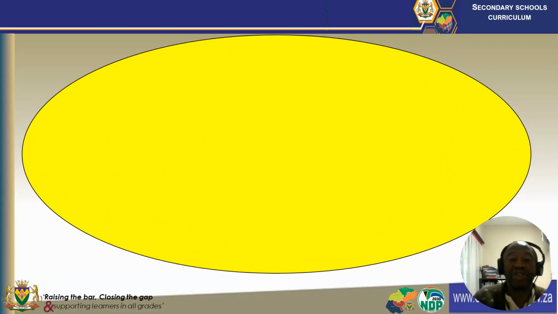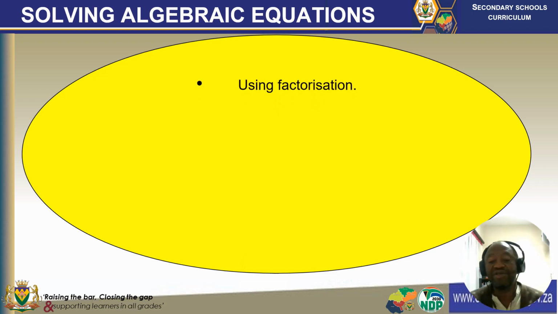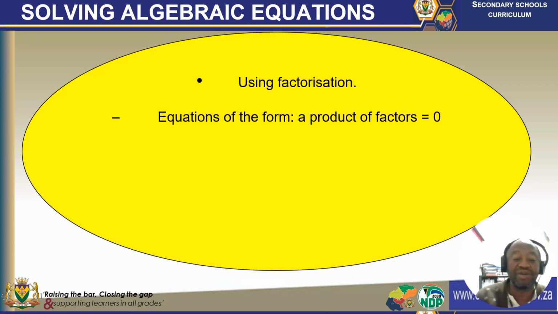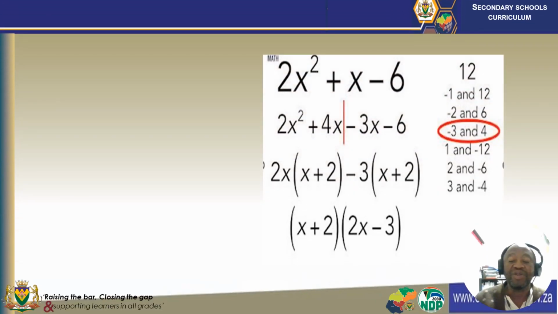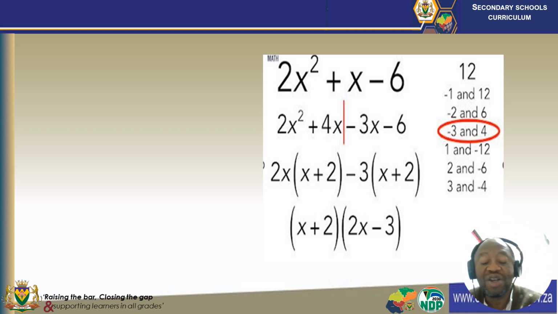Dear learners and colleagues, we'll be continuing solving algebraic equations using factorization, in equations of the form a product of factors equal to zero. When we look at our expression 2x squared plus x minus 6, we'll be using the coefficient of x squared, which is 2, multiplying it with the constant, which is minus 6. 2 multiplied by minus 6 is minus 12. Then we'll be looking at factors of minus 12.